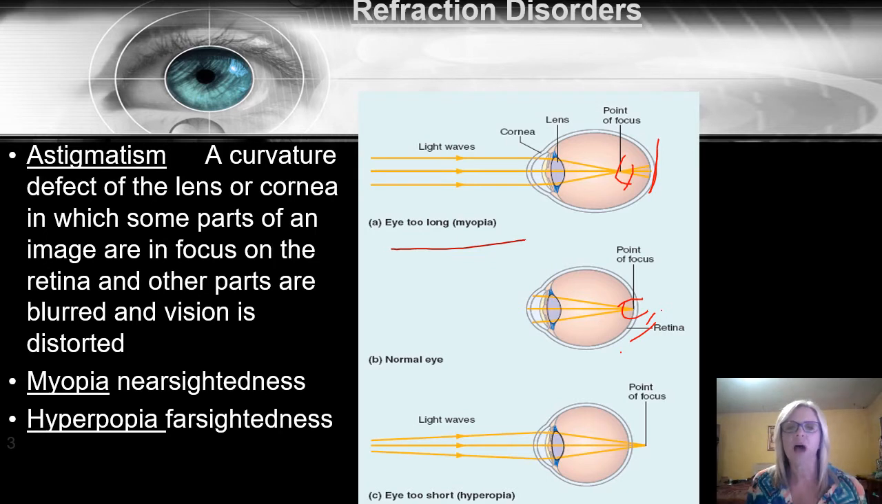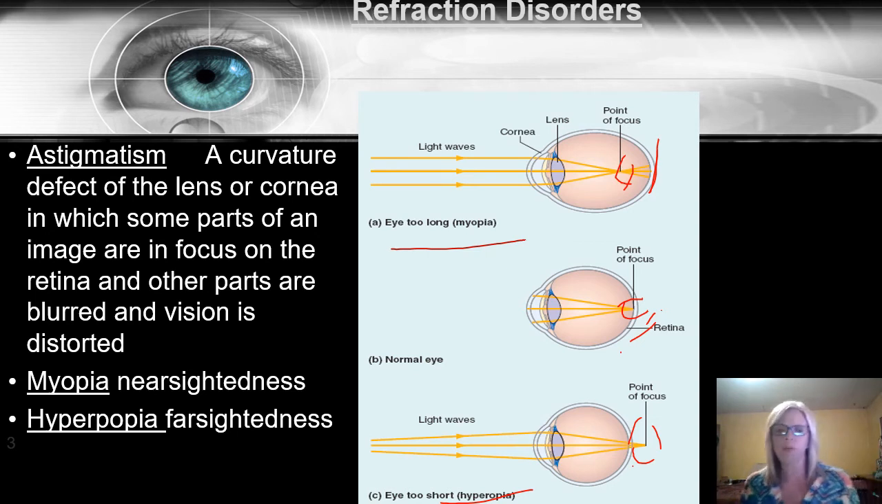All right, and so hyperopia, which is what we see down here, hyper meaning above, myo referring usually to muscle, but hyper meaning above. So farsightedness, this is if the eye is too short. So this is the opposite problem. The focus point then lies behind the retina. You can see that the focus point then is back here, all right?